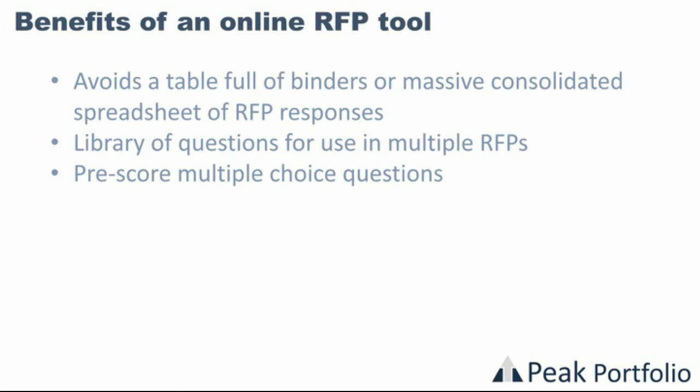And so by pre-scoring those multiple choice options, what happens is you get 6 to 8 vendor RFP responses back, and you've already got 60 to 70% of your questions scored before you even start the scoring process. So that can save you a ton of time.